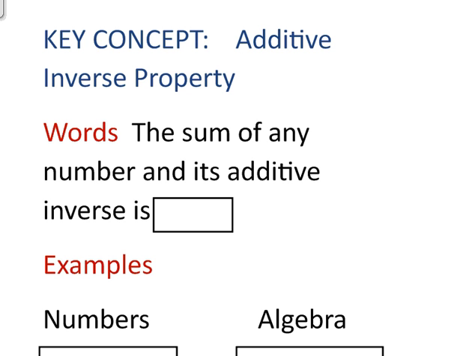Now we're going to talk about another property that we all need to learn. It's called the additive inverse property. Saying that in words, the sum of any number and its additive inverse is 0.